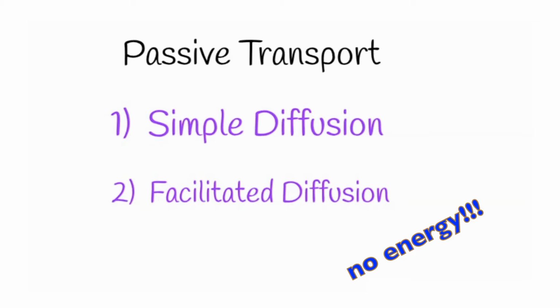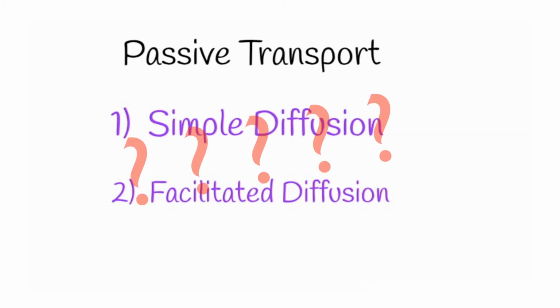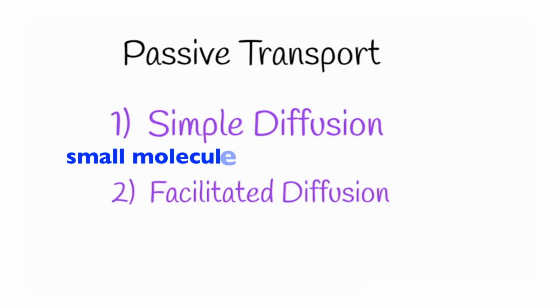So what kind of things do you think can move across the plasma membrane without a protein channel? And what kind of things do you think need a protein channel? If you said simple diffusion is for really small molecules like gases, you'd be correct. And if you said lipid-based molecules, which are lipophilic and can easily cross the plasma membrane, you'd be correct.